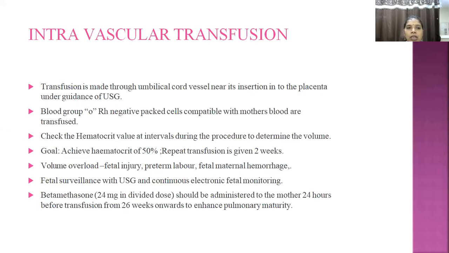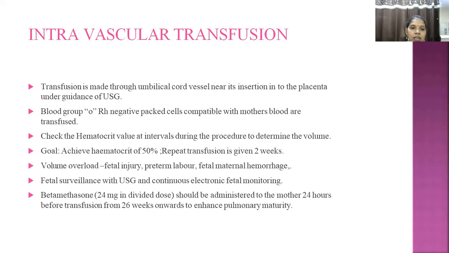Intravascular transfusion. Transfusion is made through the umbilical cord vessel near its insertion to the placenta, that is the umbilical vein, under guidance of ultrasound. Blood group is O negative packed cells compatible with mother's blood cells. Check the hematocrit value at intervals during the procedure to determine the volume. The goal is to achieve a hematocrit of 50%. Repeated transfusions are given every 2 weeks. Complications: volume overload, fetal injury, preterm labor, fetomaternal hemorrhage.